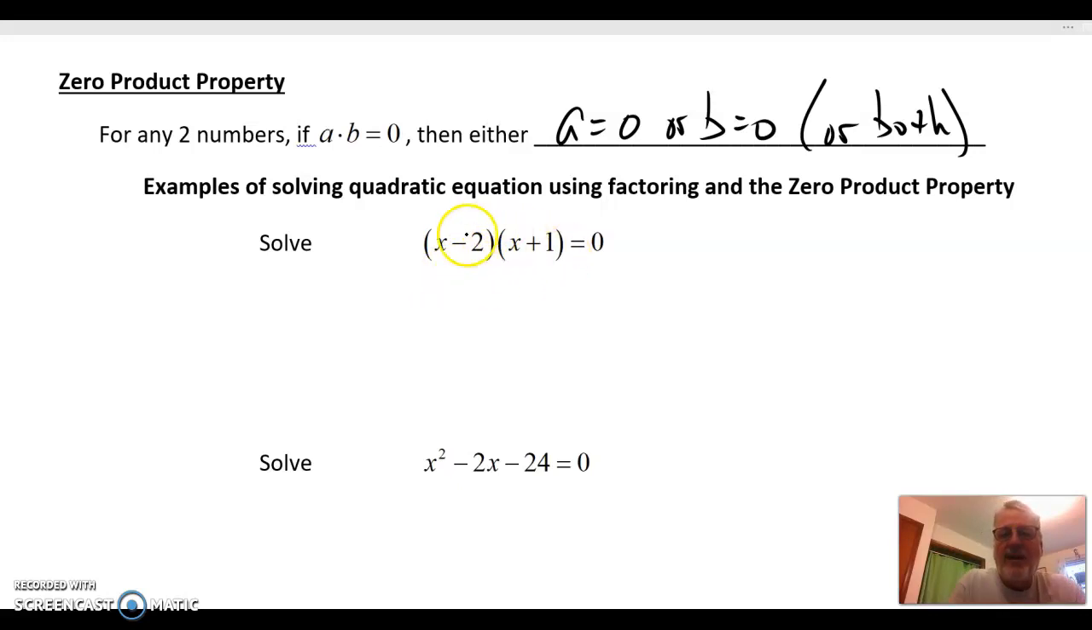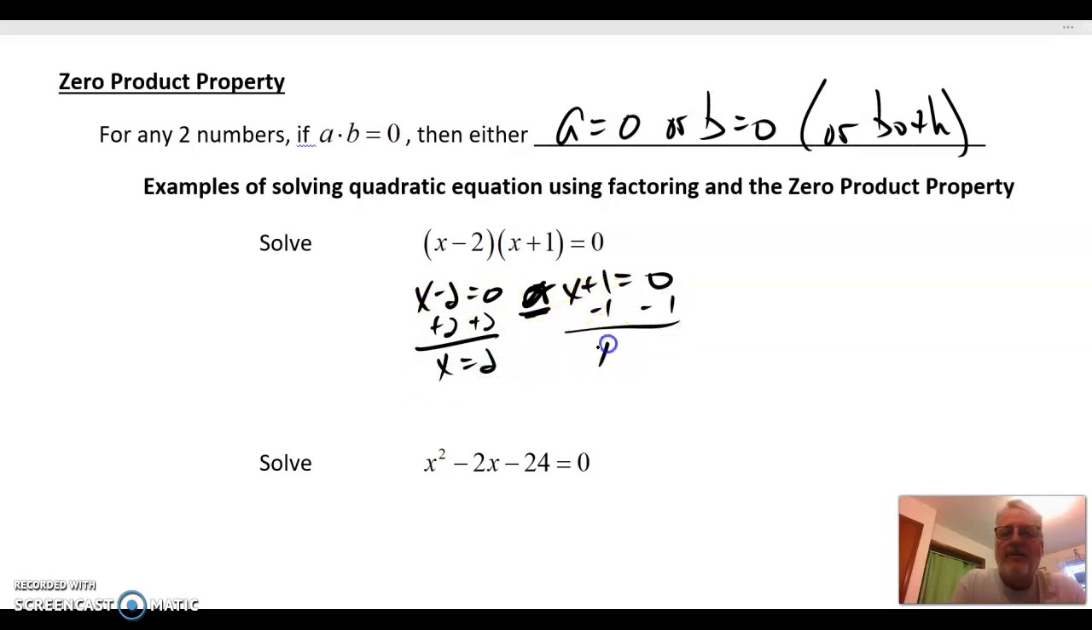So right here I've got one. It's already factored for you. I didn't even make you factor it. So if x minus 2 times x plus 1 is equal to 0, that means that either x minus 2 is equal to 0 or x plus 1 is equal to 0. Okay, and treat them individually here. That's an or. If x minus 2 equals 0, add 2, that means x equals 2. Over here, I'm going to subtract 1, that means x equals negative 1. So there are my two answers. Usually we'll have at least two answers, maybe more sometimes. 2 and negative 1.